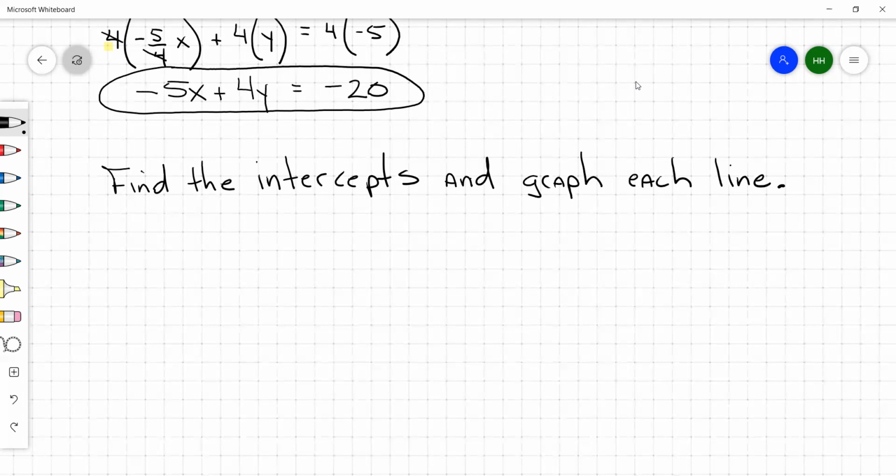So if we have negative 5x plus 4y equals negative 20. And find the intercepts means to find the x-intercept and find the y-intercept. Okay? Find the intercepts and graph the line means to find the x-intercept and find the y-intercept. So what you do when you're finding the intercepts is you write the equation down and then you write it again.